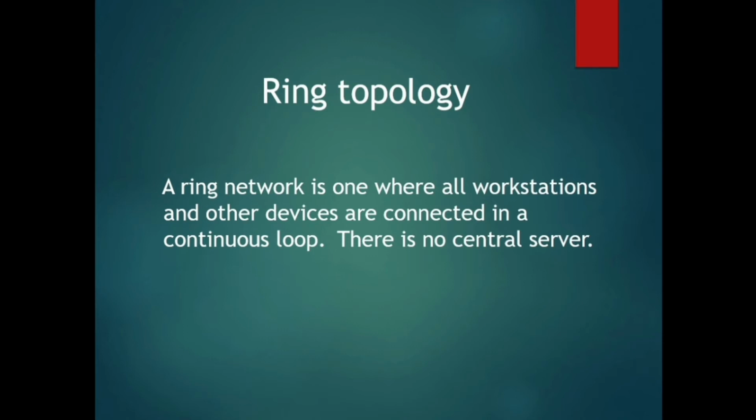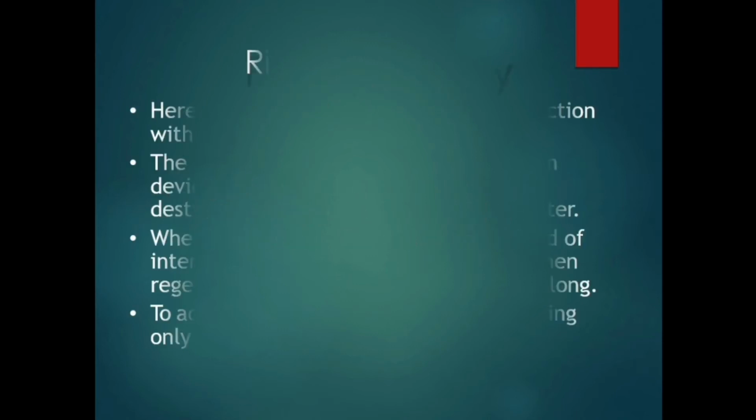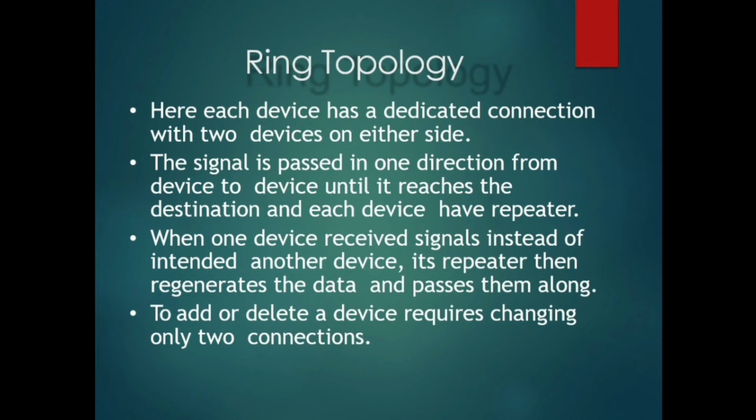That's why we can say it's a ring topology. Now we will show you some more description of ring topology. Here each device has a dedicated connection with two devices on either side. Basically, in ring topology, each device is connected in two directions: to the device before it and to the device after it.